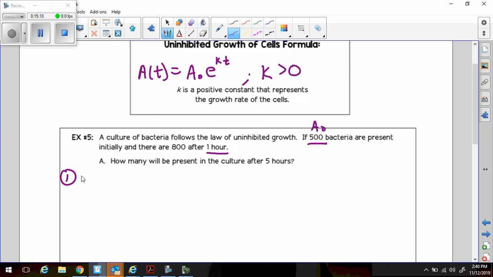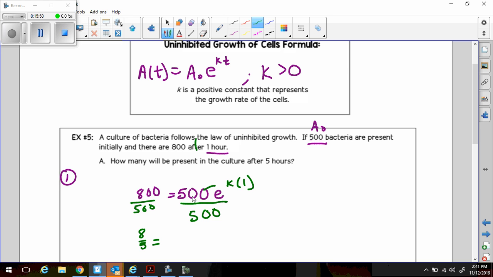It's my first step. Plug everything in that we have. My initial amount was 500 times e to the kt equals, they're telling me how much it equals after 1 hour, and that's 800. And I can actually plug in my t also. My t is 1 after 1 hour. Okay, I'm going to simplify this. Always divide by the number in front of the e. Divide by 500. 800 over 500 is like 8 over 5, right? It's the same thing. I'm just going to put 8 over 5 equals e to the k times 1, which is k.